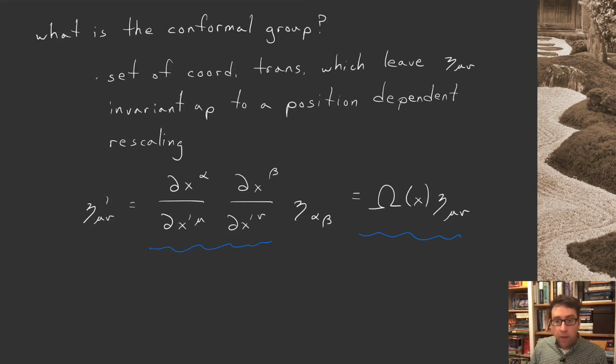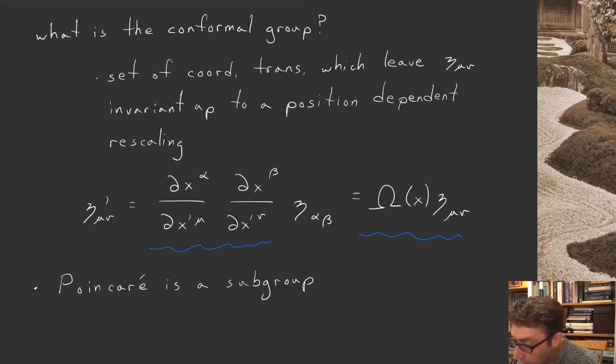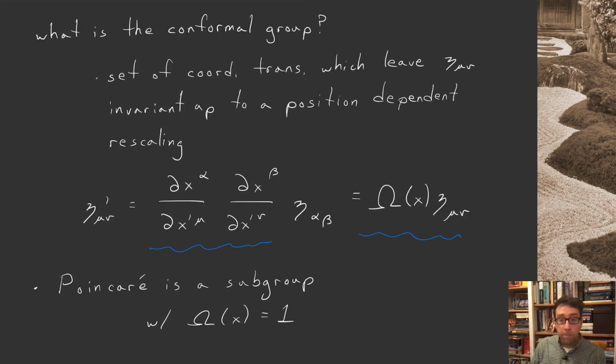So it's a little bit more general than Poincaré. Poincaré is the set where omega equals 1. Here we're allowing omega to be some non-trivial function. So let's just say that Poincaré is a subgroup. In particular, it's the subgroup with omega of x equals 1. So you don't change the Minkowski tensor, and so you therefore don't change the notion of distance, as we discussed in the first lecture this week.